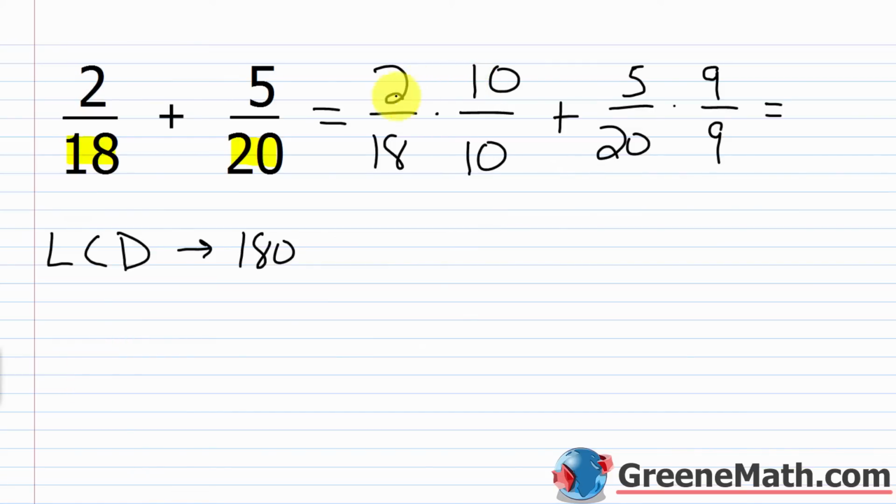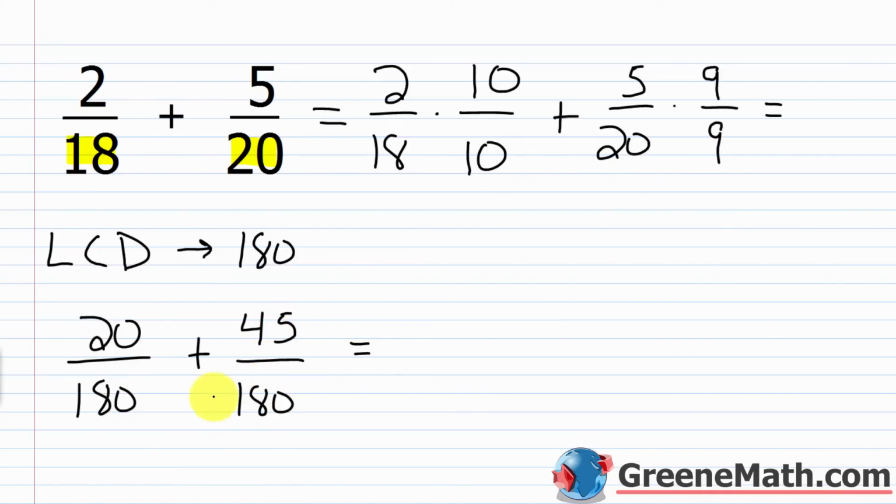So I would multiply, 2 times 10 is 20. 18 times 10, we know that's 180. Then plus, 5 times 9 is 45. Over 20 times 9, I know that's 180. So now that I have a common denominator, my operation is relatively simple. I just use the common denominator as the denominator for my answer, and I just add the numerators. So we do 20 plus 45, and that's 65.